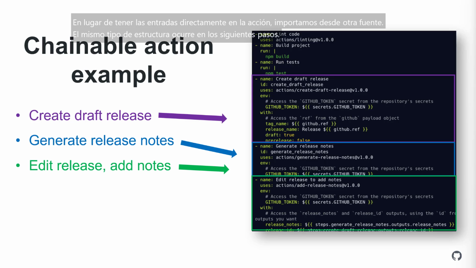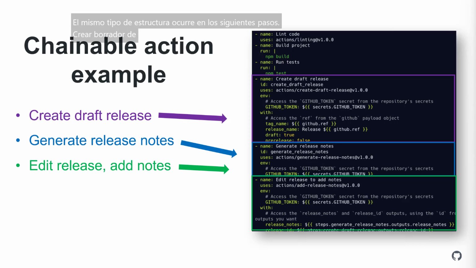The same sort of structure happens in the following steps. Create draft release. Generate release notes. Edit release and add notes. The downside of the monolithic action is that it is difficult to locate points of failure when the action does not run correctly. There are always logs to look into.